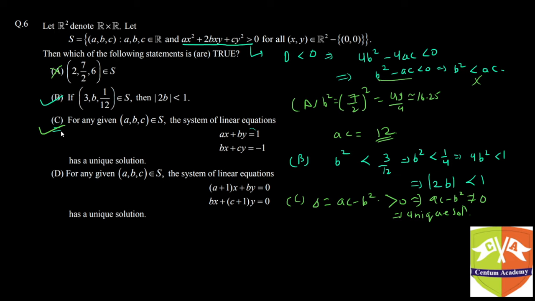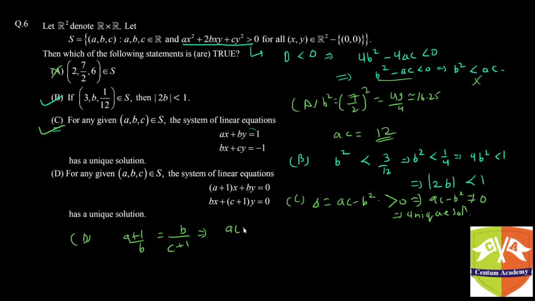What about finally option D? For any given (a, b, c) belonging to S, the system of linear equations has a unique solution. So the question is whether (a+1)x + by = 0 and bx + (c+1)y = 0 has a unique solution or not. This is a homogeneous system of equations, and there are only two possibilities: either it will have infinitely many solutions, or it will have a unique solution. What will be the condition for infinitely many solutions? That the coefficients are proportional, that is, (a+1)/b equals b/(c+1).